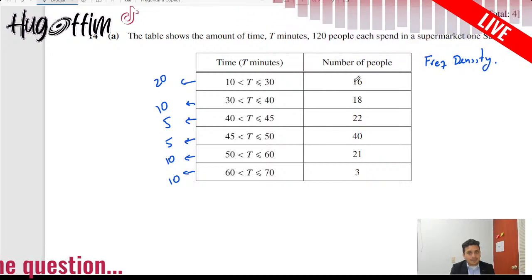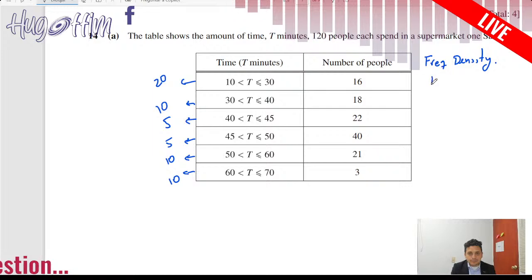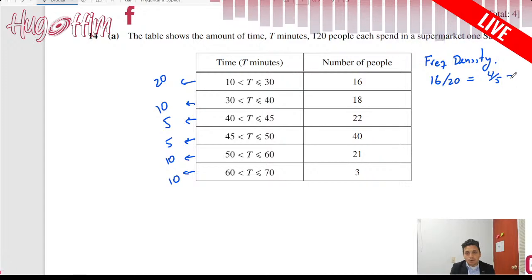Dividing the number of people by the interval that you find out. So in this case, for example, it is 16 over 20. So you just have to divide 16 over 20. If you divide both numbers by 4, it is going to be 4/5 or 0.8.